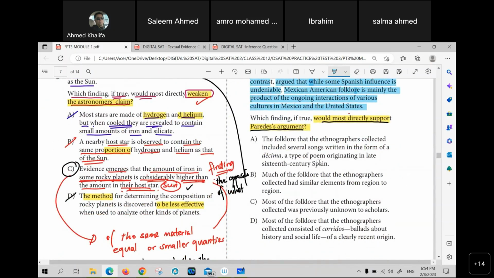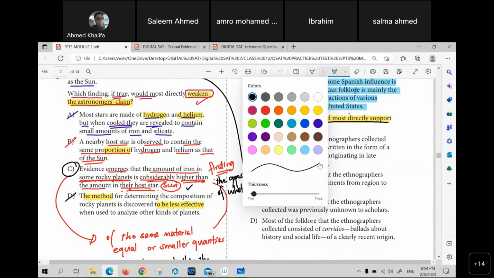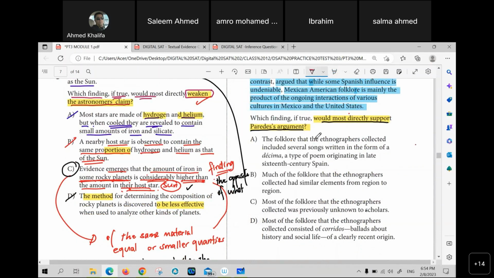Okay, guys, are you ready? Let's see whether people understood or not. Come on Omar, Tawfik, Karen, what do you think? Say yes, no, question mark. Are you ready? The folklore that the ethnographers collected included several songs written in the form of decima. What is decima? A type of poem originating in the late 16th century. It doesn't have anything to do with the product of ongoing interaction of various cultures, right? Nothing, right? There are no ongoing interactions of different cultures here, right?